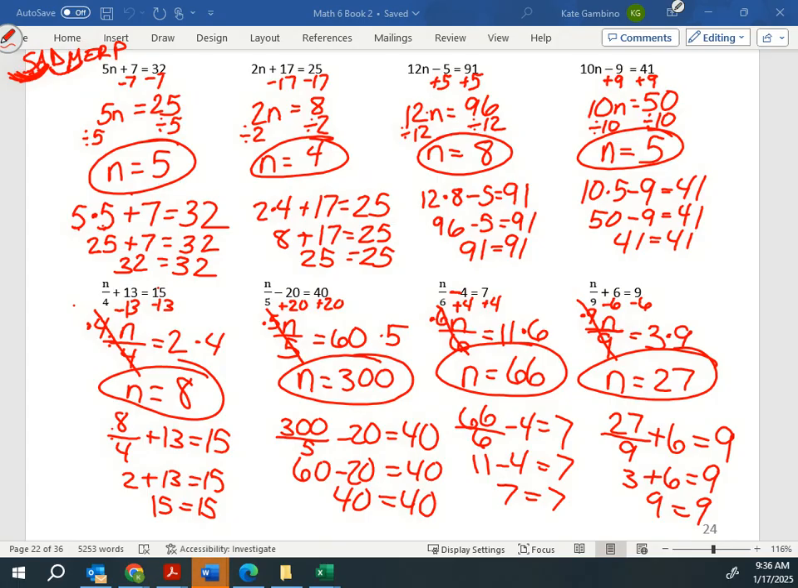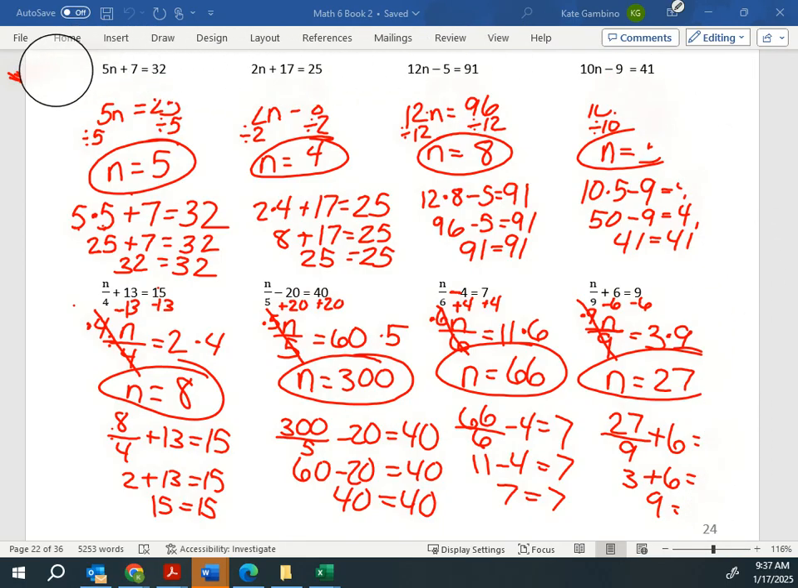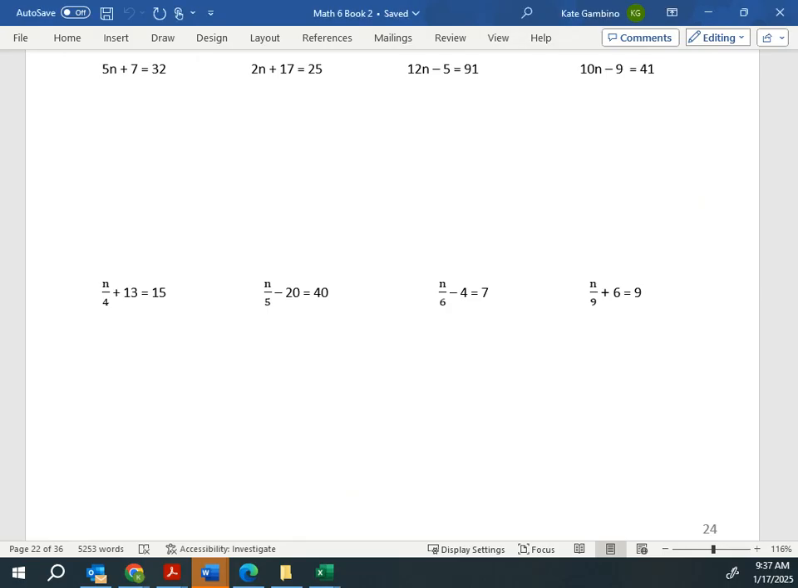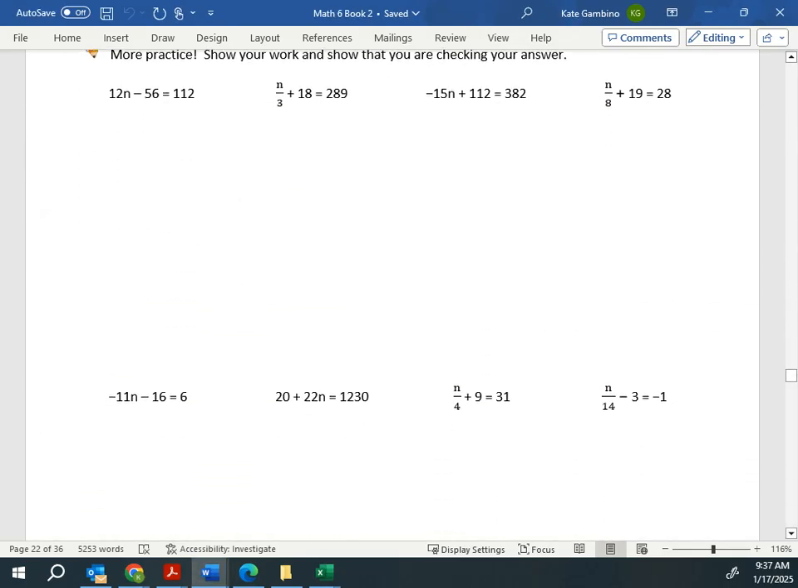How are we feeling on this? Show me your thumbs. Okay, some of us are like, I think, but I might need some practice. That's why we have a work page, to give us that practice. And we have work time in class, so you can come up and check with me to see if you are doing it correctly. You must show your work.